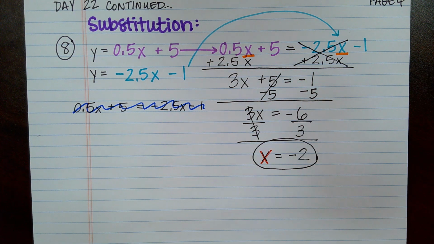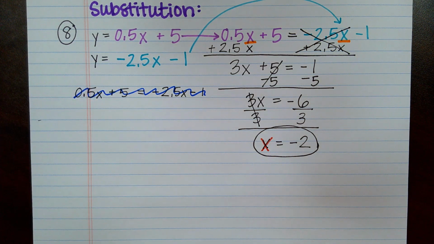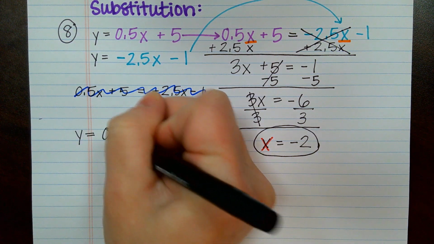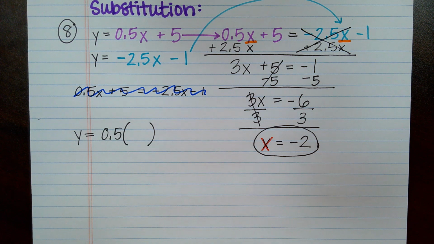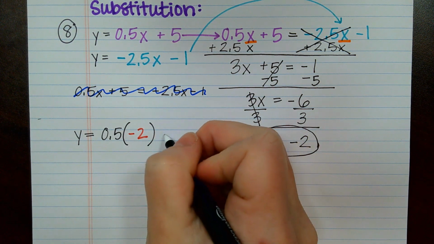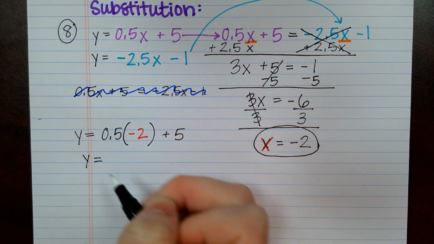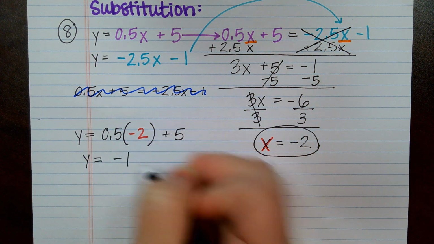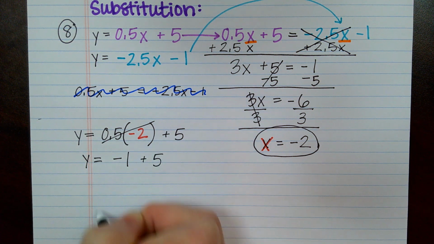How do we find y? Let's plug in negative 2 into the top one. Let's use the top one. y equals 0.5 times negative 2 plus 5. And what is 0.5 times negative 2? Negative 1. Good. Negative 1 plus 5 gives us 4.